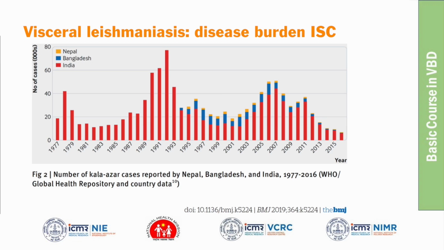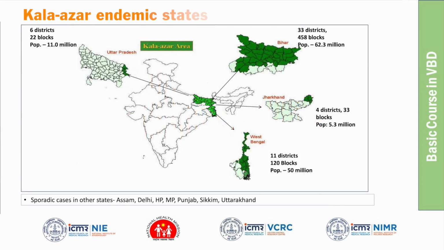And of course, we are seeing a reduction in incidence from 2008 onwards. There is a significant reduction in the reported cases in India. You can also see that the number of cases is also declining in both Bangladesh and Nepal, much lower than that of India. This is being reported in the British Medical Journal. This is taken from BMJ.